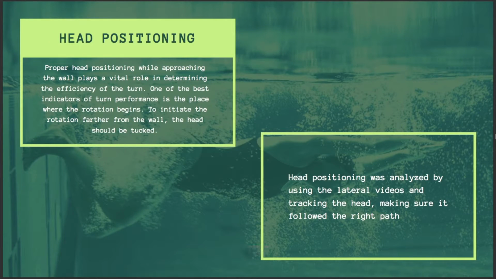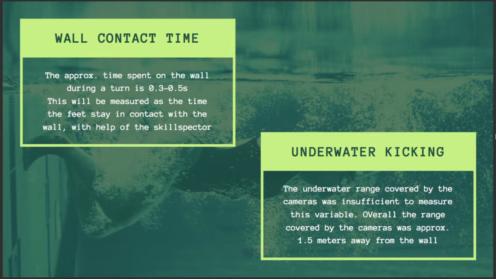The next variable is head positioning. Proper head positioning while approaching the wall plays a vital role in determining the efficiency of a turn. One of the best indicators of turn performance is the place where the rotation begins. To initiate the rotation further from the wall, the head should be tucked in. Head positioning was analyzed using the lateral videos and tracking the head, making sure it followed the right path, with the software Richimas. The third variable is the wall contact time.